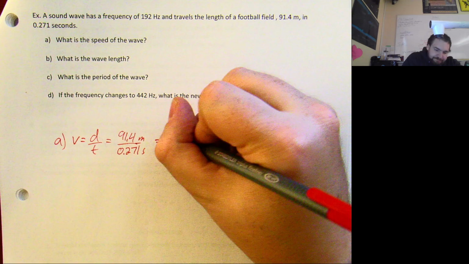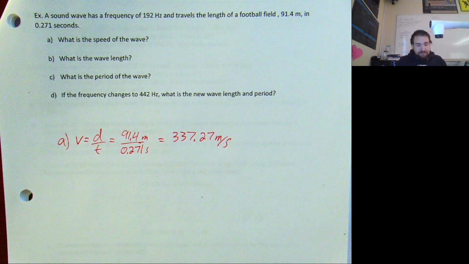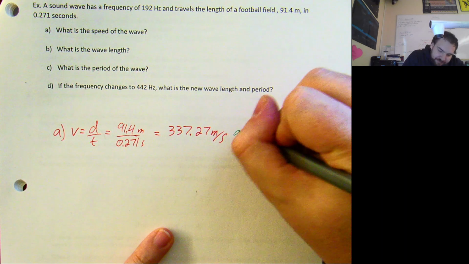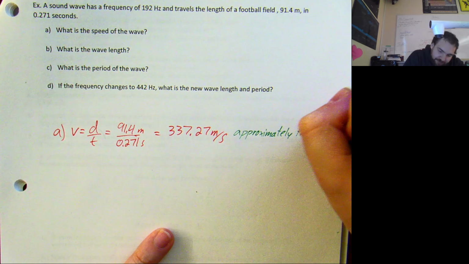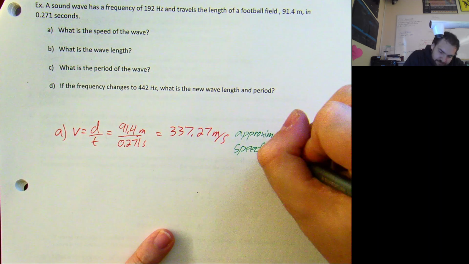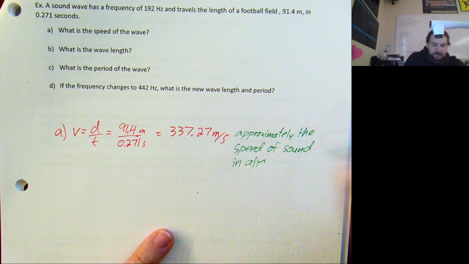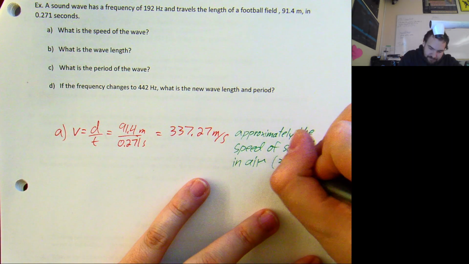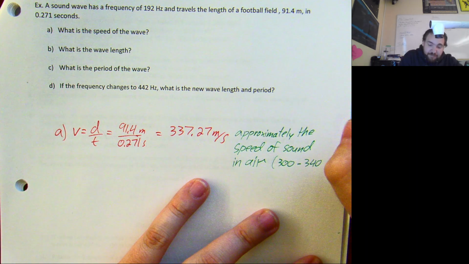337.27. Okay, interestingly enough, this is approximately the speed of sound, basically in any air. Okay, this is the speed of sound. So the speed of sound in air is 300 to 340 meters per second.